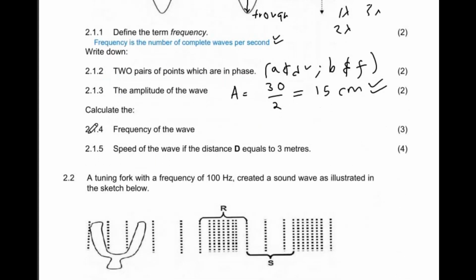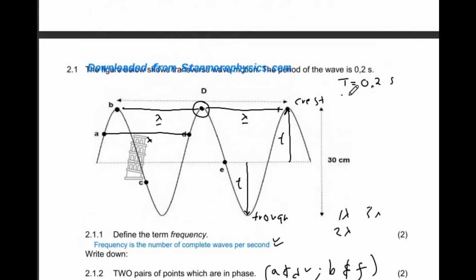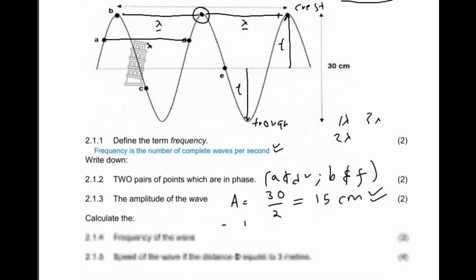Calculate the frequency of the wave. This question requires us to determine the frequency of the wave. So to calculate the frequency, we use the equation f equals 1 over T. We know what T is. We already saw that it was provided to us in the question. So T is 0.2 seconds.